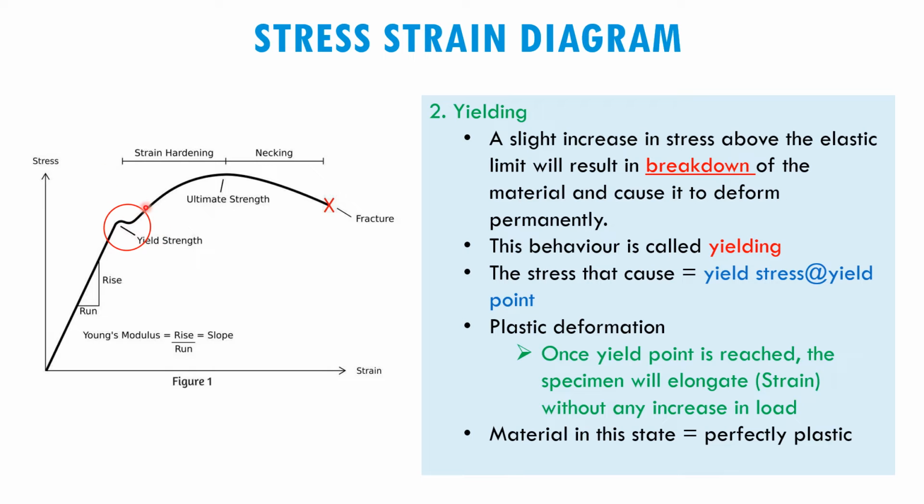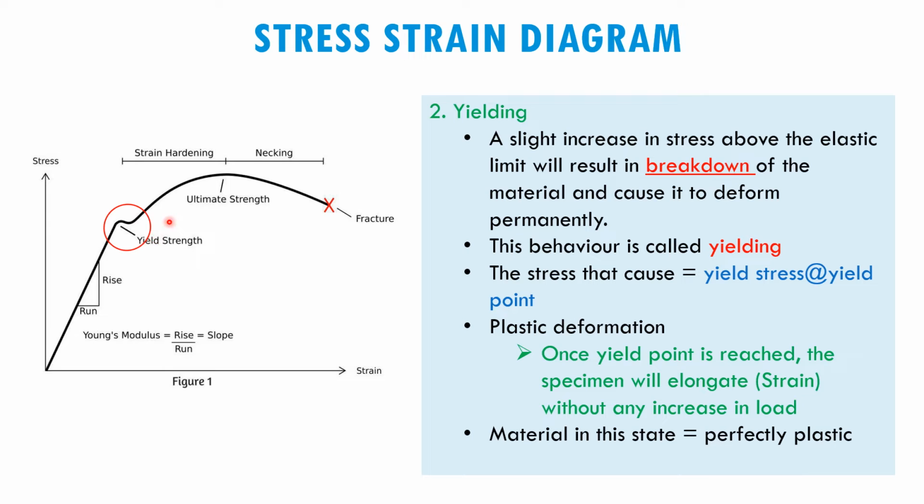Next is the yielding strength. When there is a slight increase in the stress above the elastic region, this limit will result in the breakdown of the material. This will cause the material to deform permanently. This behavior we call yielding. The stress that causes this is what we call the yield stress or yield point. This is what determines the maximum force that we can apply so that the material will or will not deform.